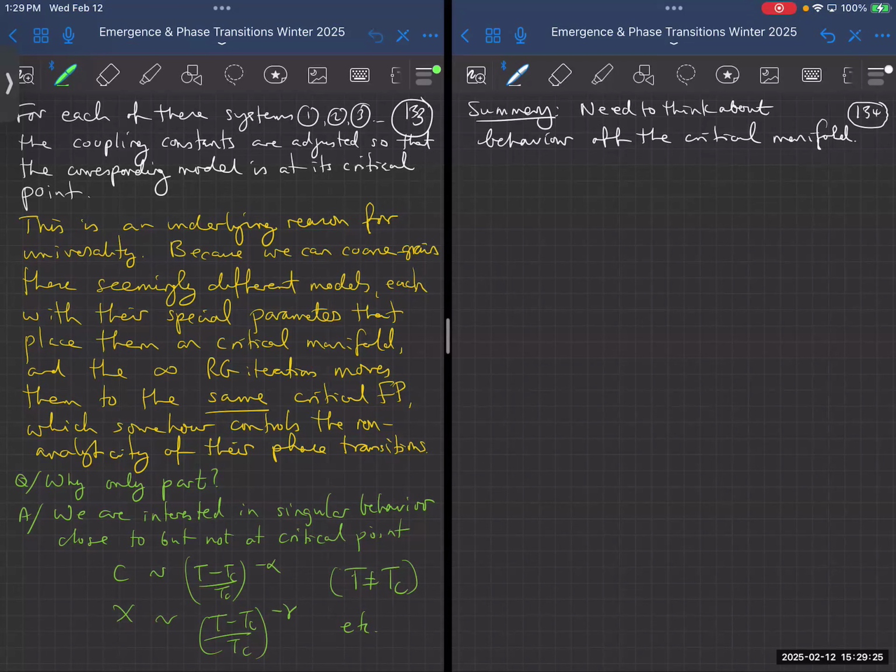Before we go ahead, I wanted to ask, I don't think I fully understand how we got that, if all of the systems on the critical manifold have an infinite correlation length, and what does that mean? I don't really understand what that means.